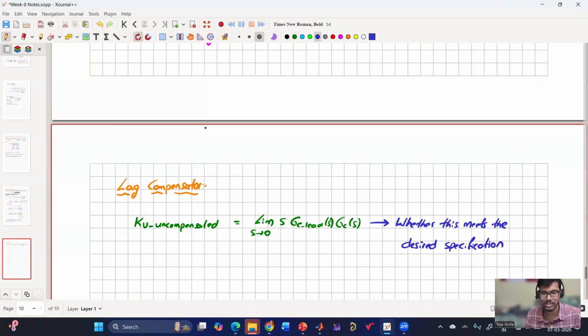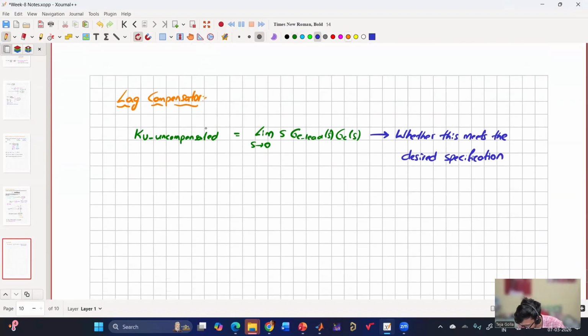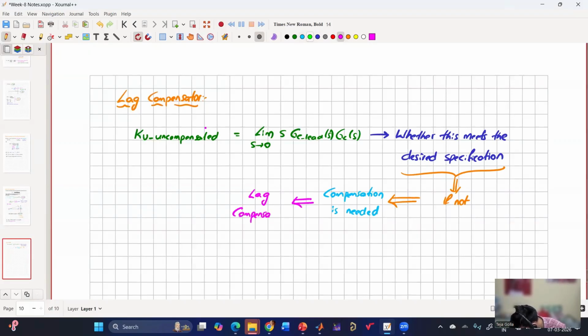Say this is not met. If not, what if not? If it doesn't meet, then we will be needing compensation. Which compensation? The compensation that will improve the steady state error, which is, yes, lag compensation. And we know for lag compensation, beta can be obtained as kV divided by kV uncompensated, and then we can choose ZC of the lag to be 0.1, and from there I can calculate PC.